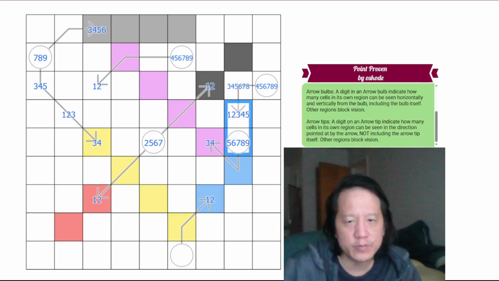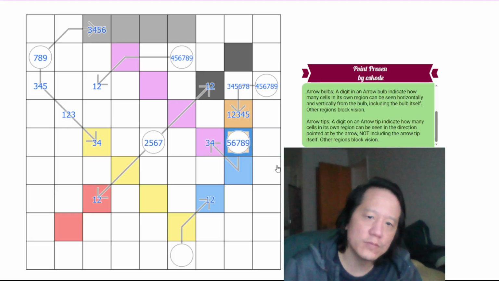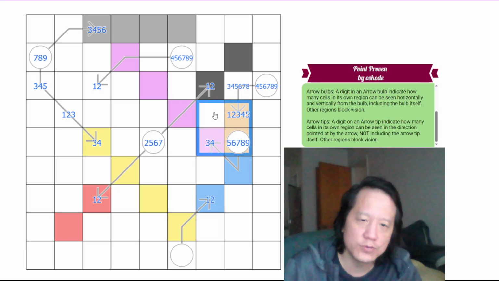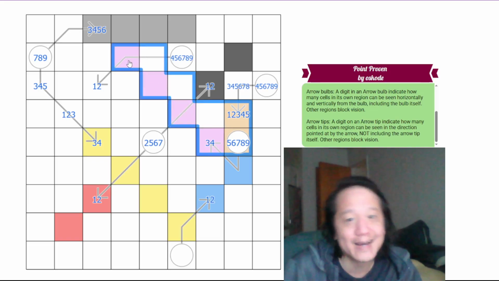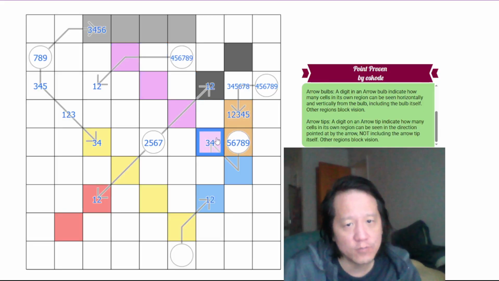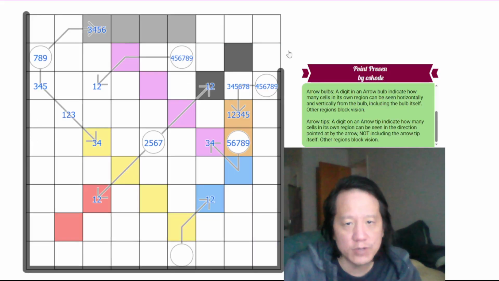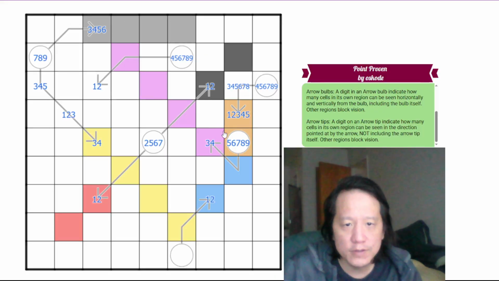We know these are part of the same region. Can this be then part of the pink region? 1, 2, 3, 4, 5, 6, 7, 8, 9. Yes, but the problem is this has to be at least 5. And it'll only see 3 cells if that's the case. So these have to be distinctly different regions. Let's draw the border around the entire grid. These are definitely distinct regions.